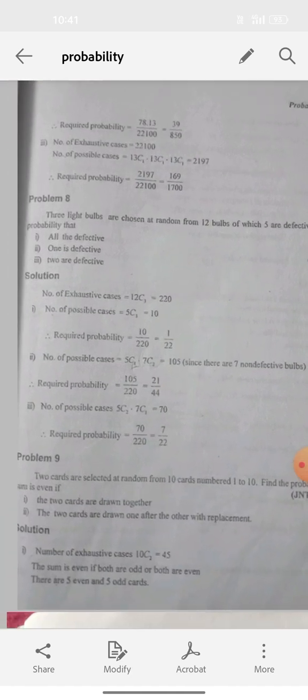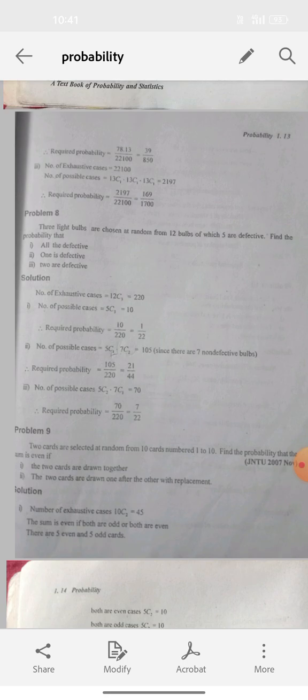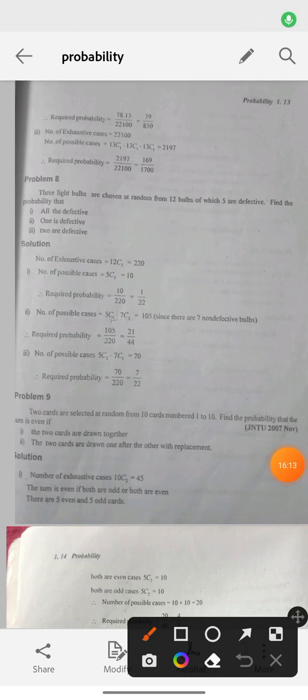Now going to the 8th problem. 3 light bulbs are chosen at random from 12 bulbs, of which 5 are defective. So there are 12 bulbs, and we have to choose 3 bulbs, of which 5 are defective already. Find the probability that all 3 are defective, 1 is defective, and so on.